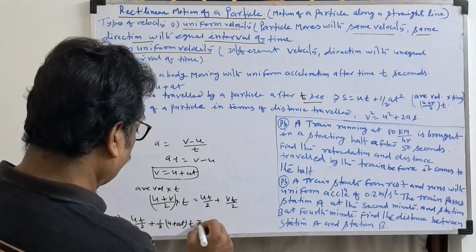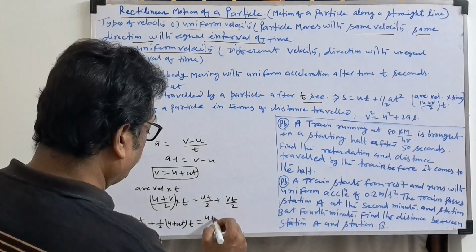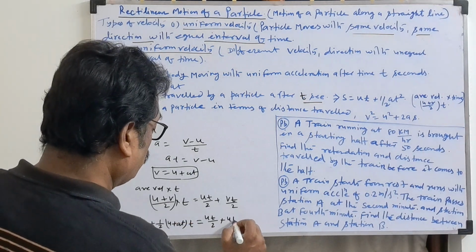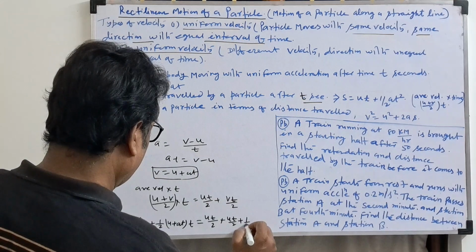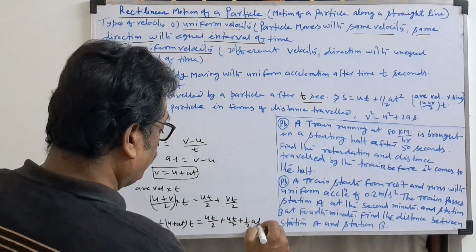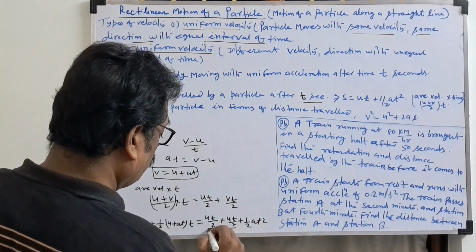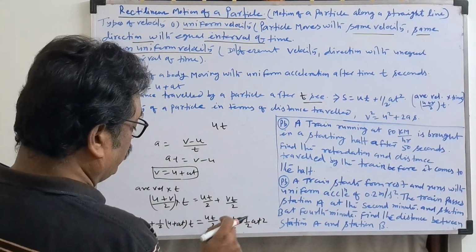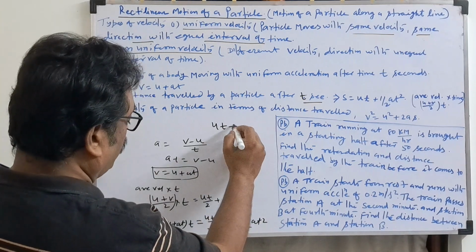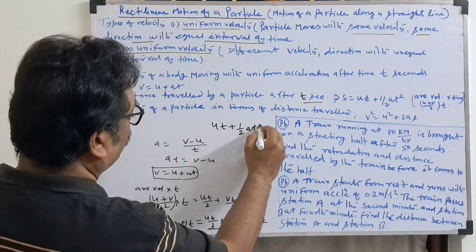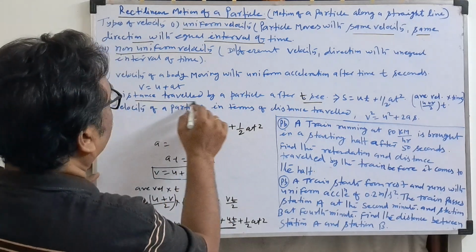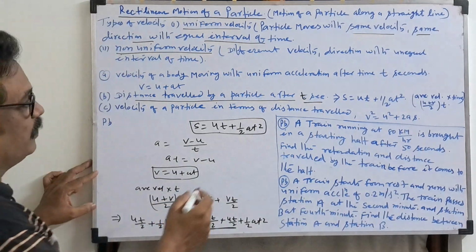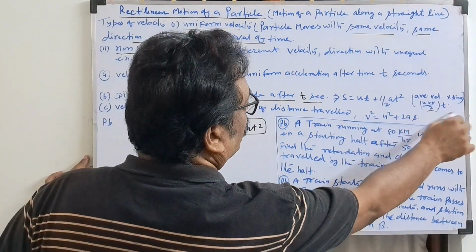Now look here: ut by 2 stays as it is, we write ut by 2 plus ut by 2 plus half at square. So ut by 2 plus ut by 2 gives ut, plus half at square. This is the distance traveled by a particle after time t seconds. How does this come? Average velocity into time.